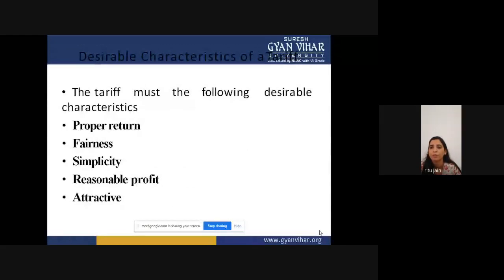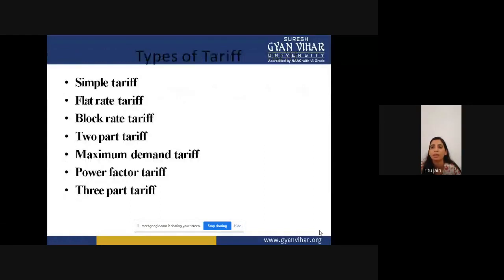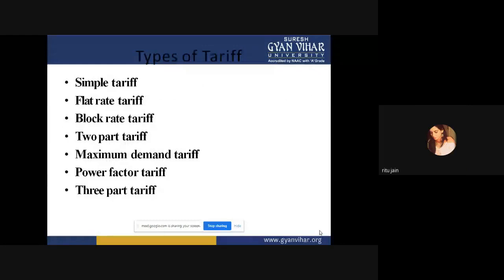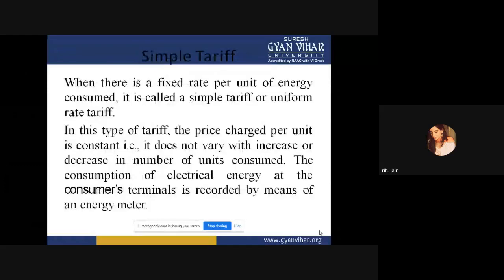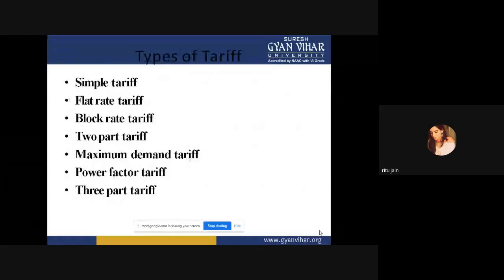Desirable characteristics of a tariff: the tariff must have the following desirable characteristics: proper return, fairness, simplicity, reasonable profit, and attractiveness. These are the different types of tariff: simple tariff, flat rate tariff, block rate tariff, two-part tariff, maximum demand tariff, power factor tariff, and three-part tariff. In detail, we will discuss all kinds of tariff, starting with what a simple tariff is.